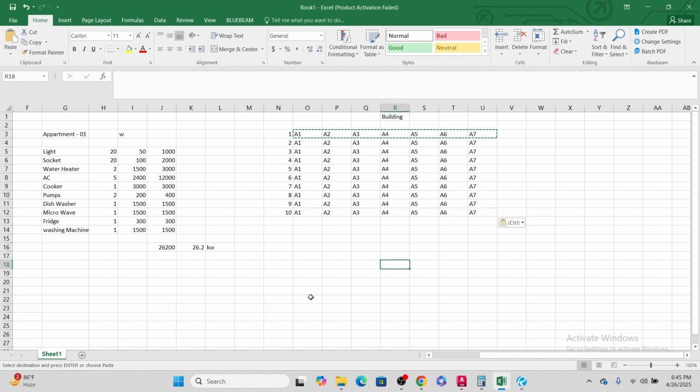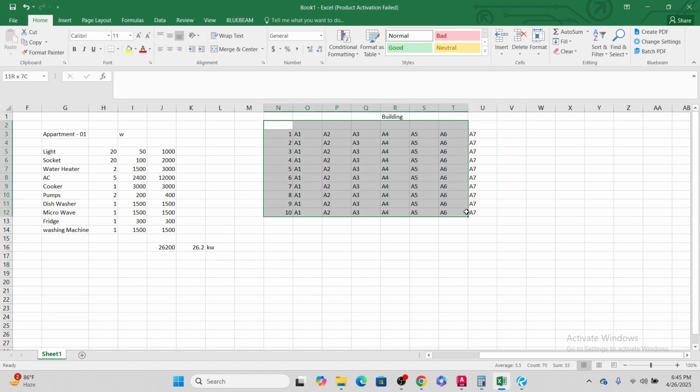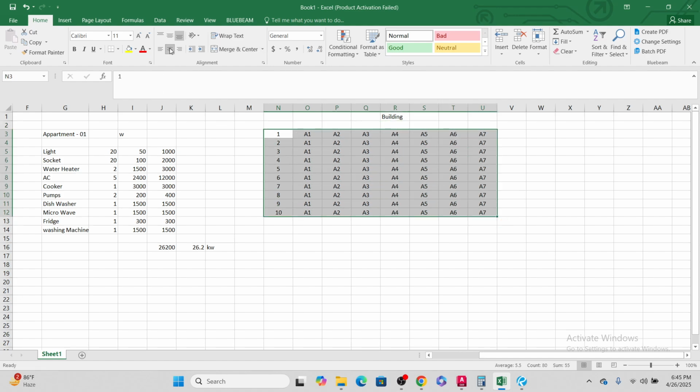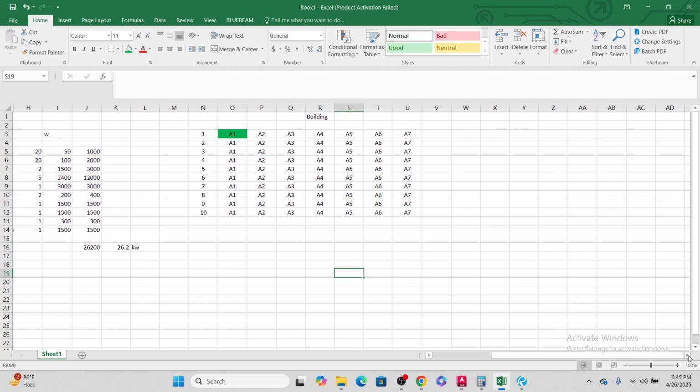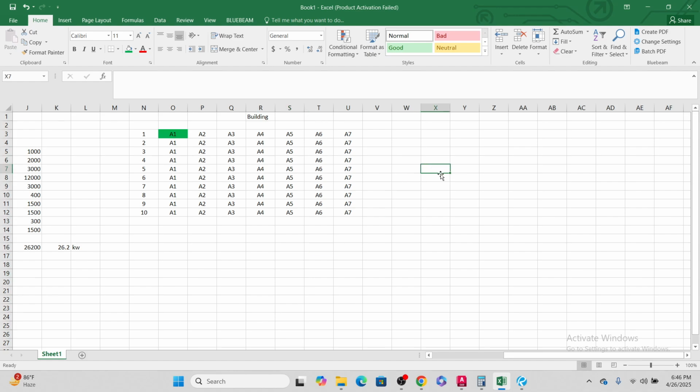So this is my apartment. I have 7 apartments on each floor, and I have 10 floors. Here what I get, this value 26.2, is for one apartment, apartment 1. So I have to put a DB here, a distribution board. This distribution board value is 26.2. I hope you understand. So I have 26.2 for one apartment. For these 7 apartments I need to put one SMDB.